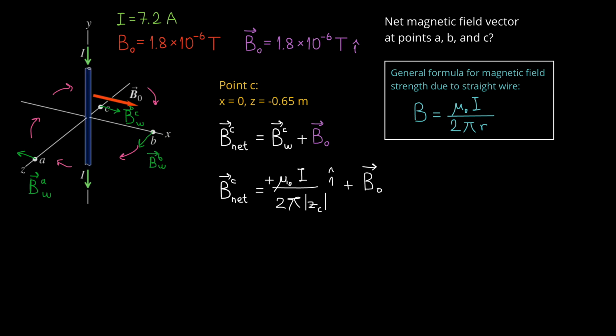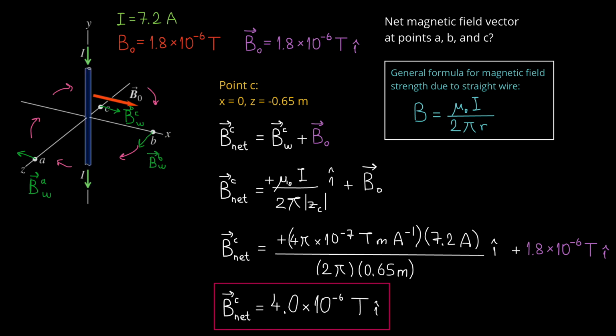Now let's plug in the numerical values and calculate. We get 4.0 times 10 to the negative 6 Tesla in the positive x direction. Note that the magnitude of the magnetic field at point C is greater than the one at point A for two reasons. One, the magnetic field magnitude due to the wire is stronger at point C because point C is closer to the wire compared to point A. Plus, the two magnetic field vectors, the external one and the one due to the wire, point in the same direction at point C. So we add the two magnitudes together, whereas at point A, the two vectors pointed in opposite directions, so we had to subtract the magnitudes.